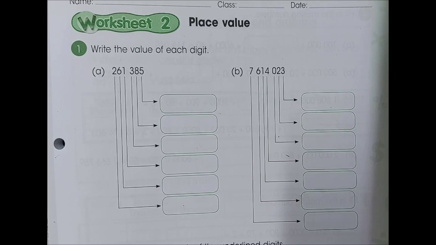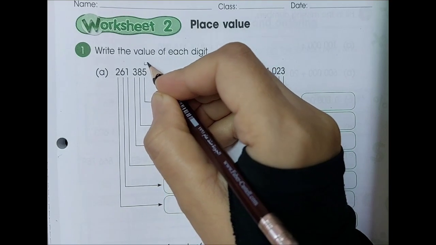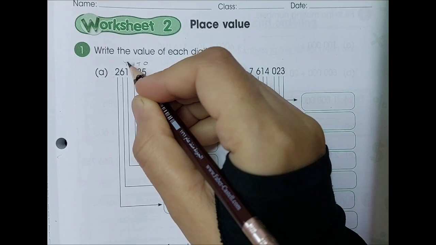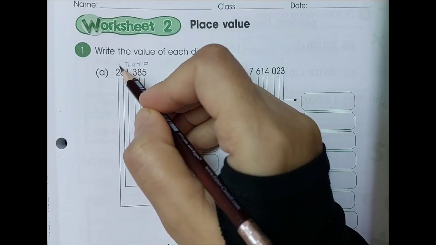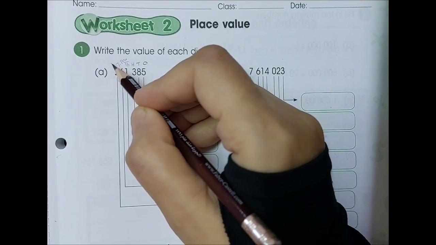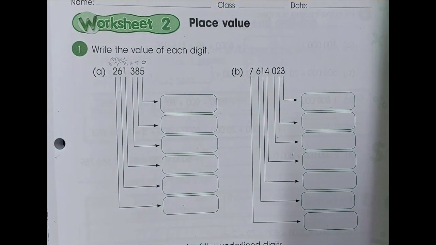Worksheet 2 is related to place value. Question number 1 is: write the value of each digit. Before starting the question, we have to write first ones, tens, 100, 1000, 10,000 and then 100,000. Then we have to identify the number and write its place value.